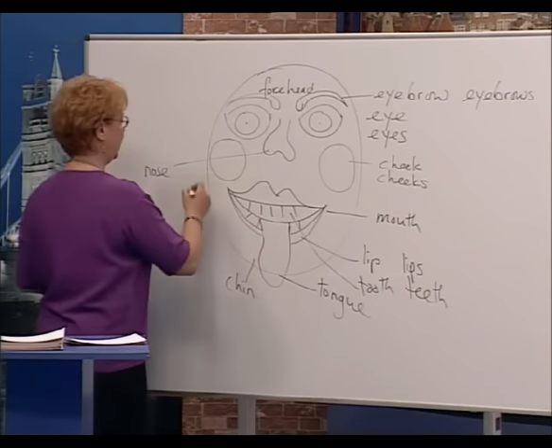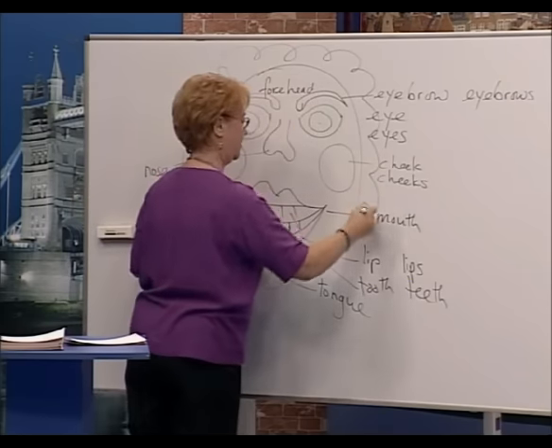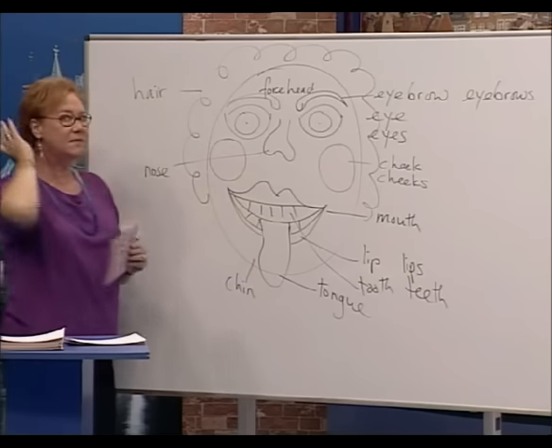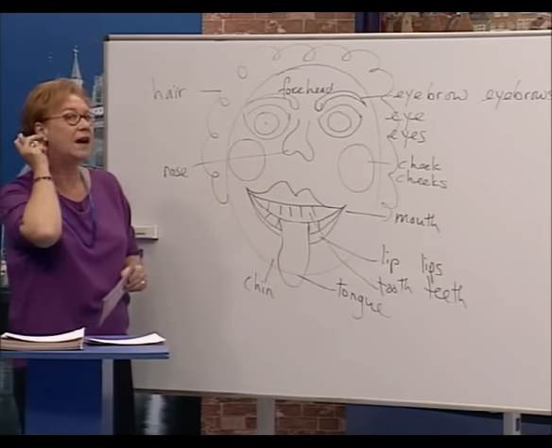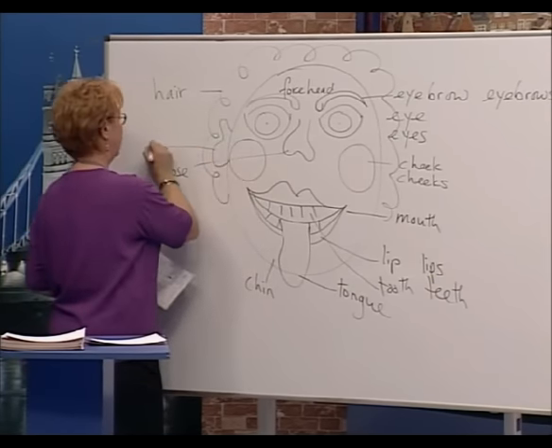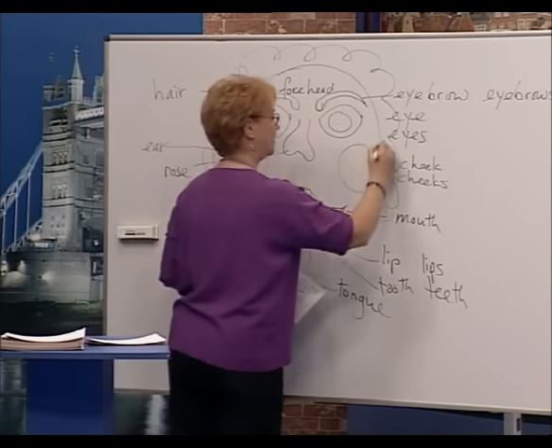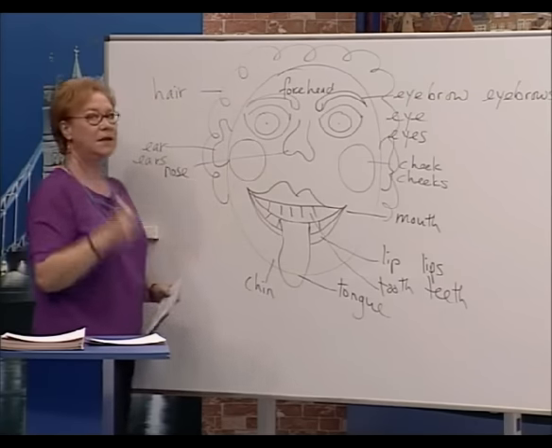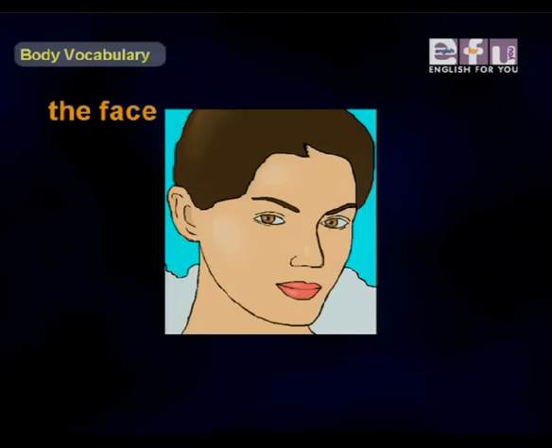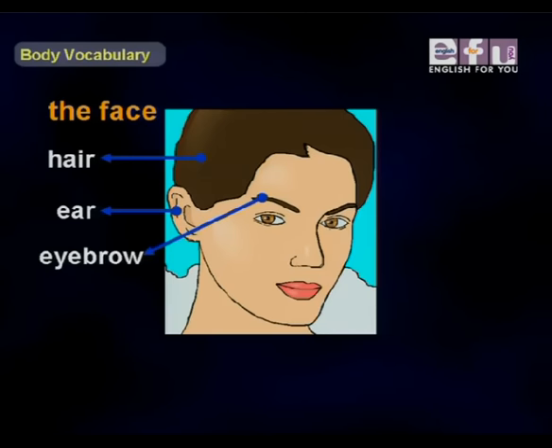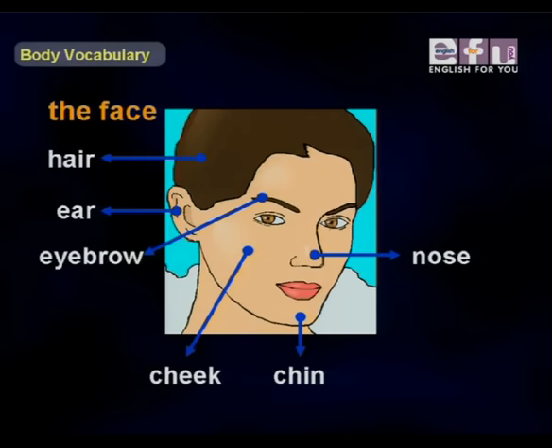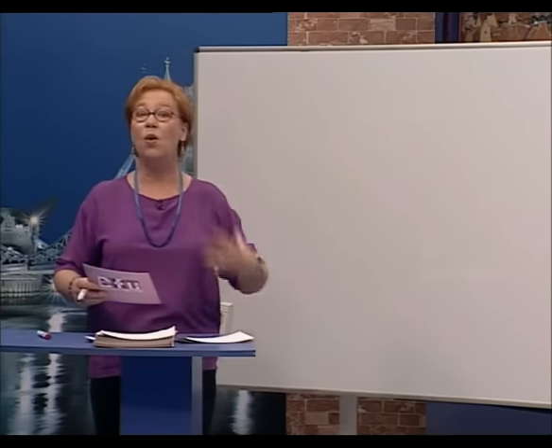After this, of course, we need hair. Beautiful hair. Okay, this is the hair. And finally, we have ears. One ear, and two ears. Ear, ears. Okay, so now we have the face, the hair, ear, eyebrow, cheek, chin, nose, eye, forehead. Now, let's talk about the whole body.